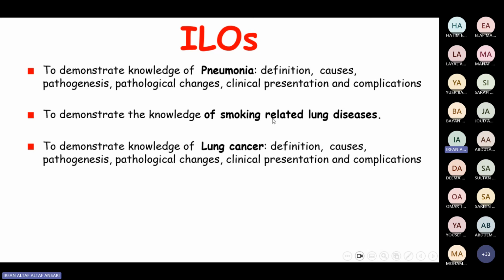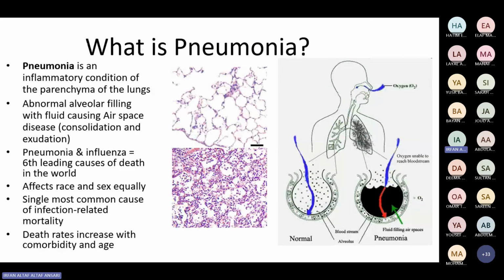So if you get a question, something like, mention two smoking-related lung diseases, you have to write only those two diseases. Even if you write lung cancer, bronchial asthma, or emphysema, you may argue that these are correct. Yes, they are related, but when we ask about the specific smoking-related lung diseases, you have to write about those two diseases only. So now coming to pneumonia.